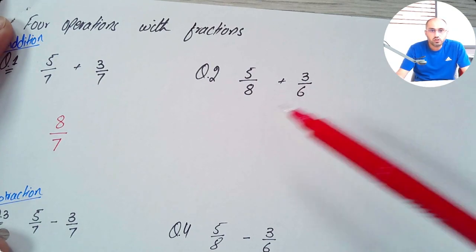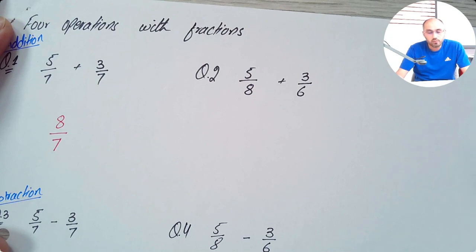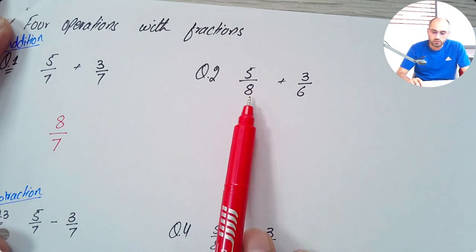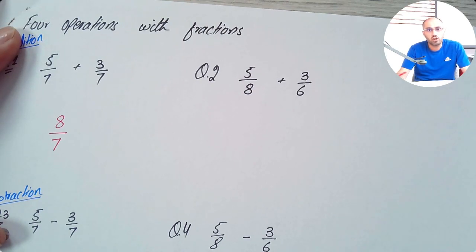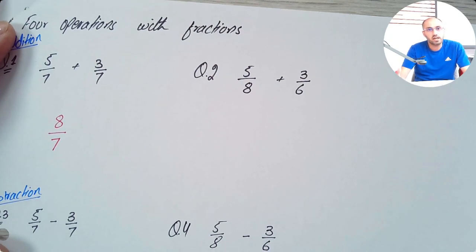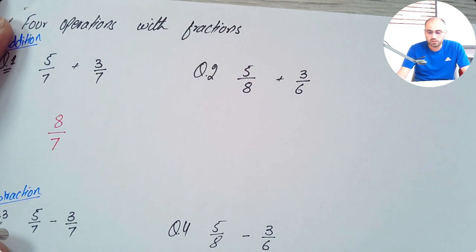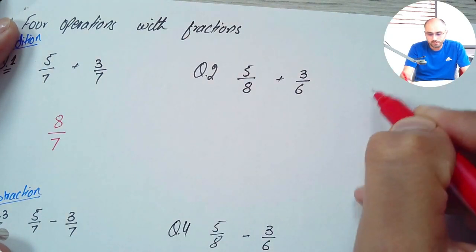Now let us consider example number 2. I've been given 2 fractions again, but this time I notice that these 2 fractions do not have a common denominator. So if my fractions don't have a common denominator, I will have to find a common denominator. Now the common denominator is always the lowest common multiple. So to find the LCM of the 2 numbers, you can use this procedure.